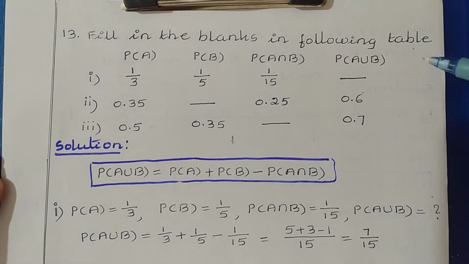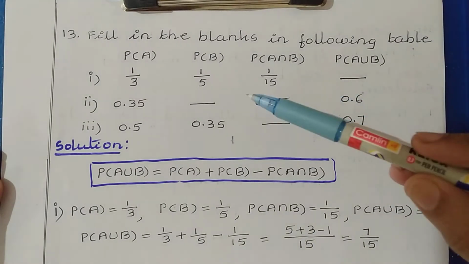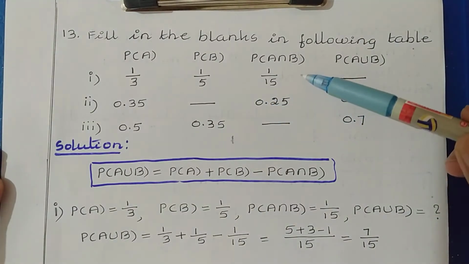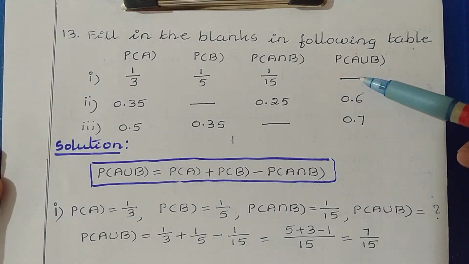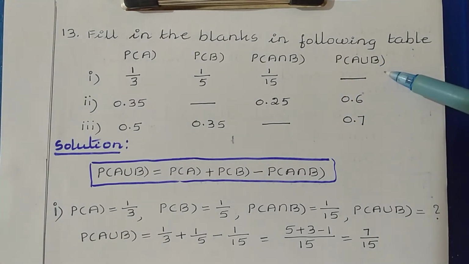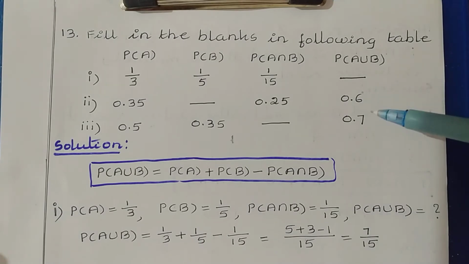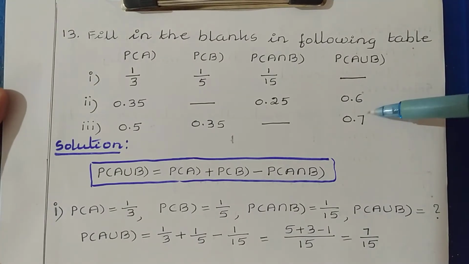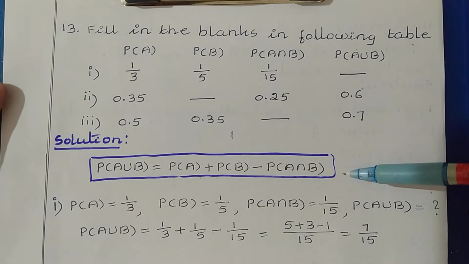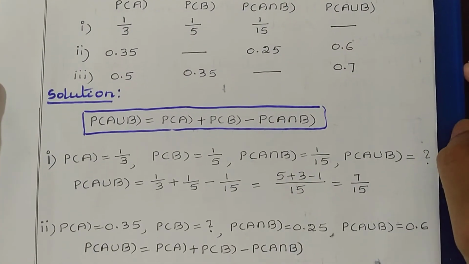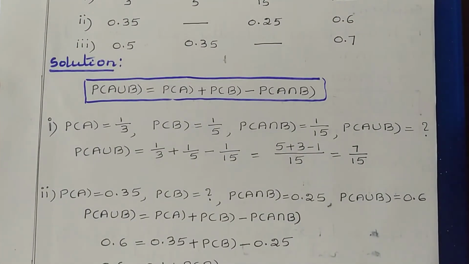Question number 13. Fill in the blanks in the following table. They have given probability of A, probability of B, probability of A intersection B, and probability of A union B, and some of the values are not given, and that we need to find. So to solve this, we have to use the formula probability of A union B is equal to probability of A plus probability of B minus probability of A intersection B.